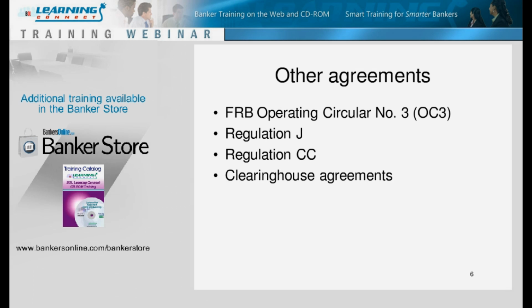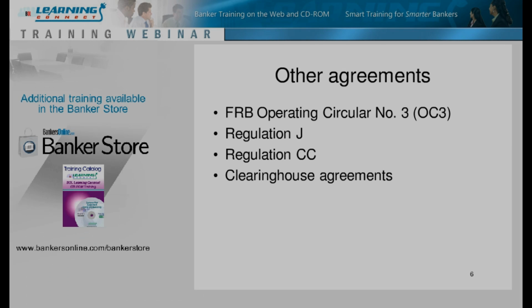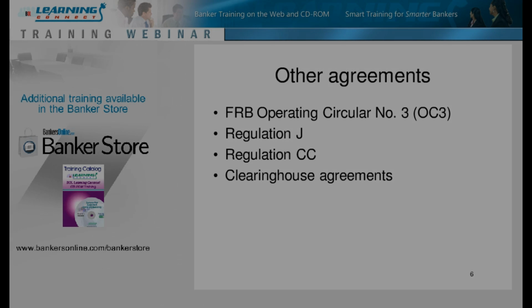Over on page 5 in your handouts, there are some other agreements that affect you, specific agreements. There's Federal Reserve Board Operating Circular number 3, otherwise known as OC3, which is the operating circular under which Federal Reserve check services handles checks and images for the check clearing system within the United States. And, of course, it only applies to checks that are handled through the Fed. There's Regulation J, which is a regulation dealing with the use of the Fed for check clearance and for other purposes.